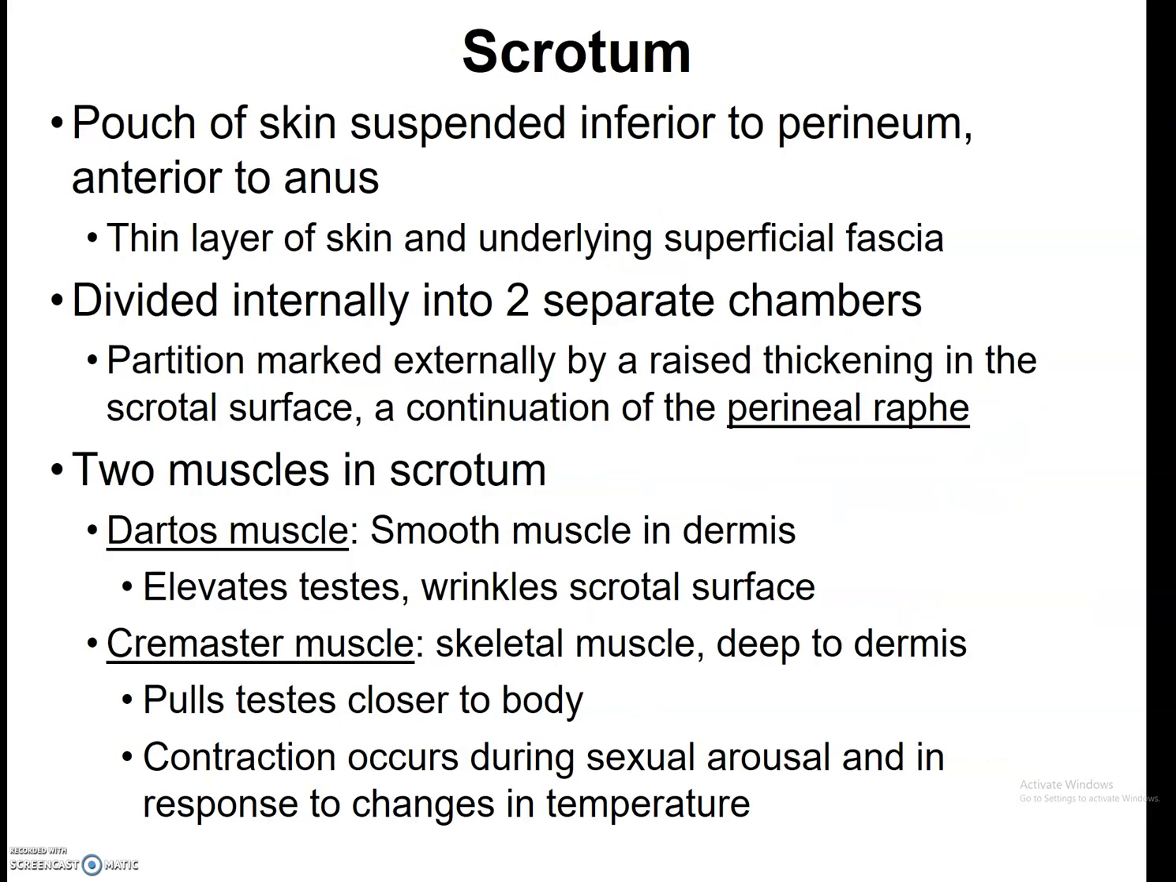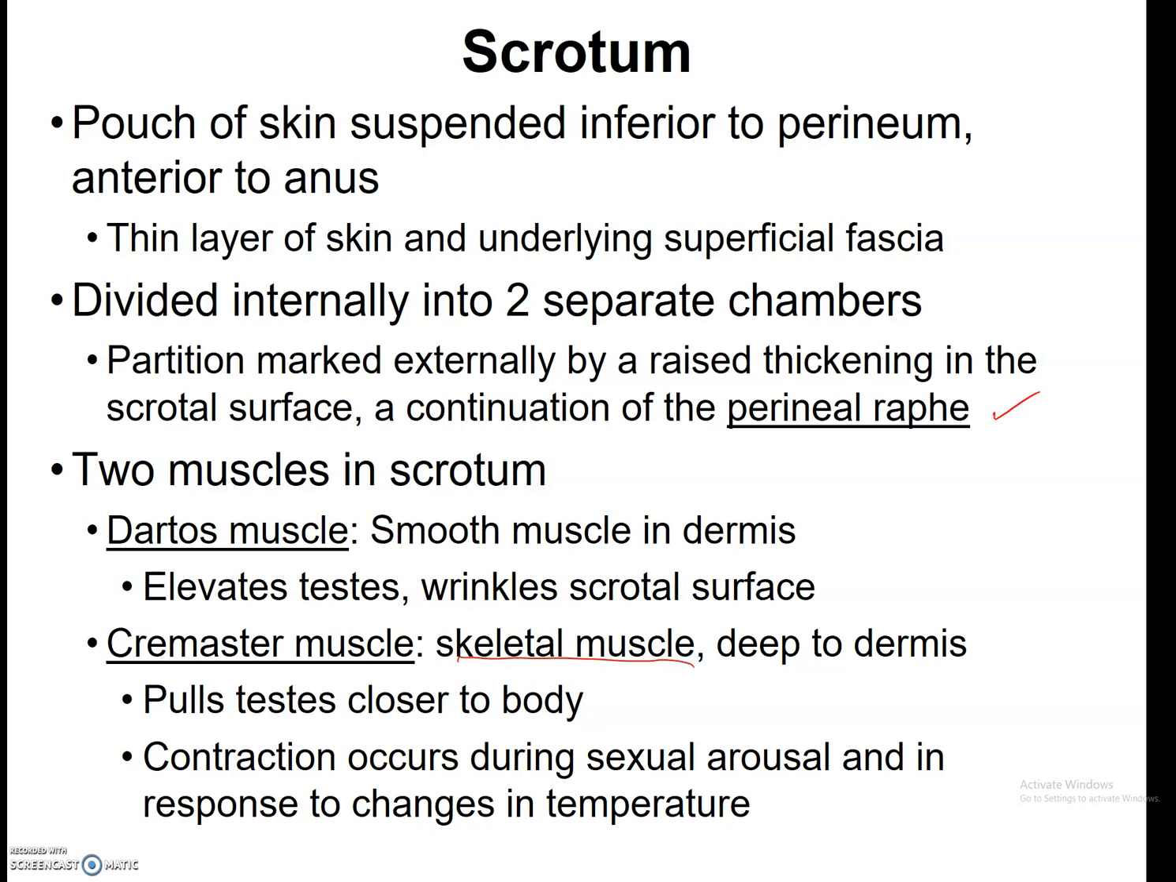So let's start with the scrotum, the exterior of the testes. It's a pouch, basically, that suspends the testes inferior to the perineum and anterior to the anus. It's a thin layer of skin with underlying fascia or connective tissue. It's divided into two separate chambers, and the separation inferiorly is the perineal raphe. There are two muscles, the dartos muscle, which is a smooth muscle in the dermis. This helps elevate the testes. It gives the wrinkled surface appearance of the scrotum. And then the cremaster muscle, which is a series of skeletal muscles deep in the dermis.